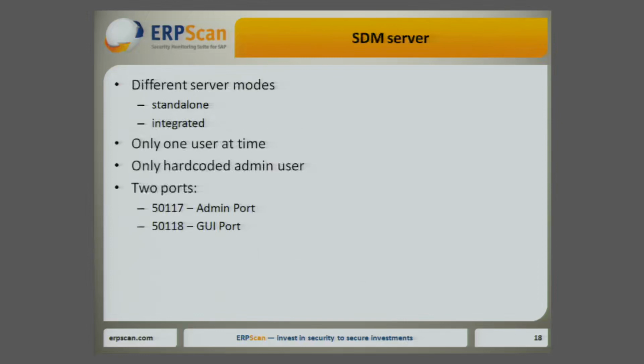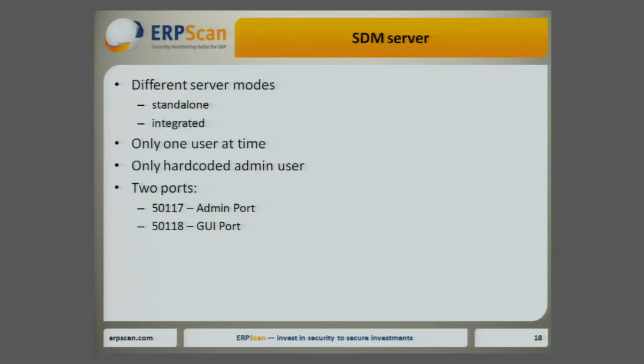Let's look closer at the SDM server. There are two different server modes, standalone and integrated. In standalone mode, the server is started by a Java process and not by the Java control framework. In integrated mode, the server is started by the Java control framework, which means that it is started and stopped automatically with the J2EE engine.